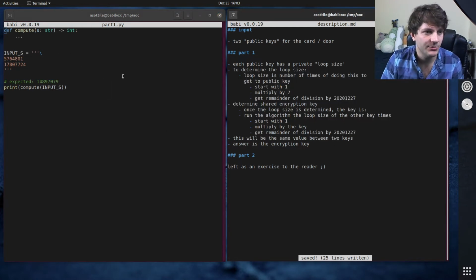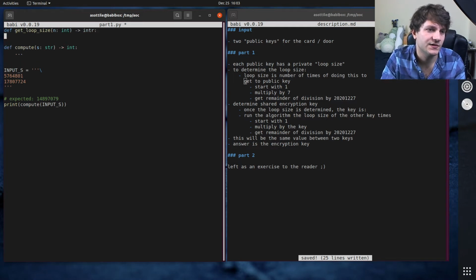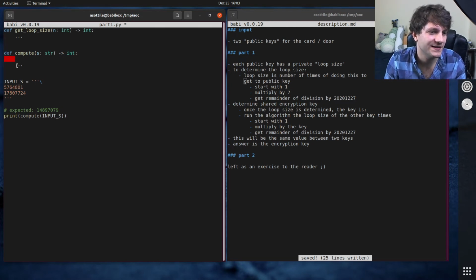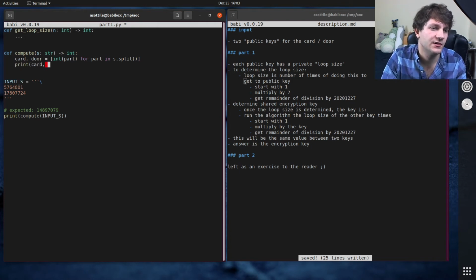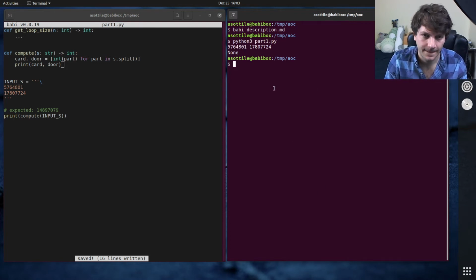But let's jump into that. First, let's do the parsing, which is pretty easy. It's just 2 integers, so I did card, door equals int part for part in s.split. That way we just get the integer parts out. So print card, door, and if we run this part1.py, you'll see that we get those 2 numbers here.